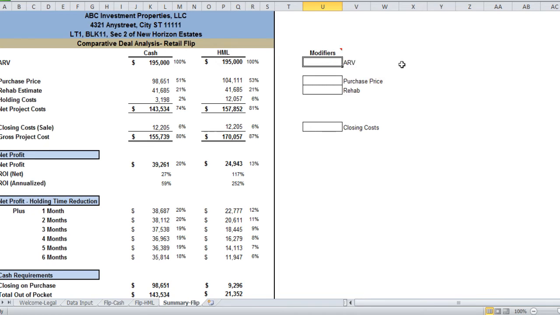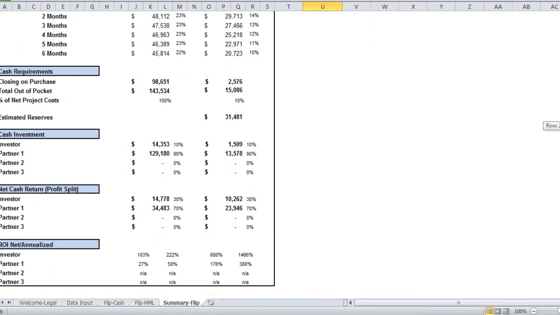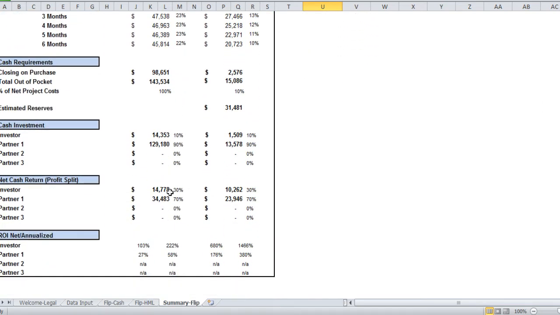So if we estimated maybe we can get a little bit higher ARV, and 195 was a little low and conservative, I can add $10,000 here. You'll note that changes the ARV to 205. It impacts all of our numbers here, our project cost. Our net profit, as you notice, our net profit has gone up. 34,208 versus 49,261. And this all the way down affects our analysis. Goes up from 11,000 to 14,000 here and 7,000 to 10,000 here.